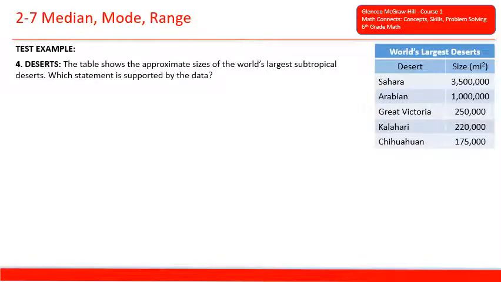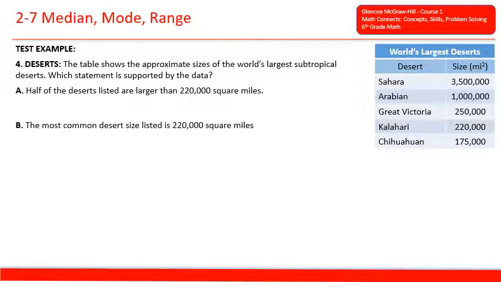Test example. The table shows the approximate size of the world's largest subtropical deserts. Which statement is supported by the data? Half of the deserts listed are larger than 220,000 square miles. So if we look, it's at least half, right? It's not exactly half because 220,000 is the second lowest out of 5. If it was the third or middle number, then that would be true.